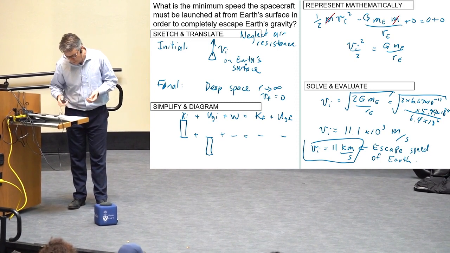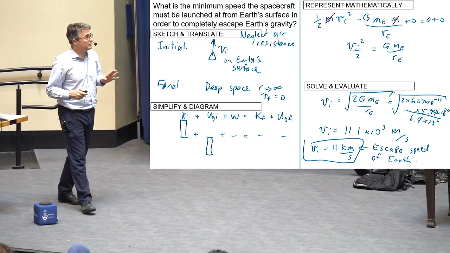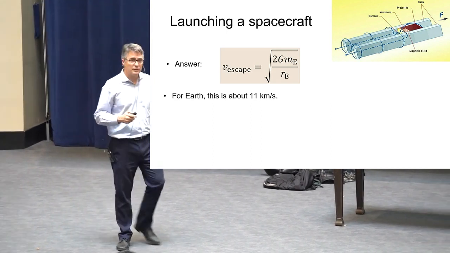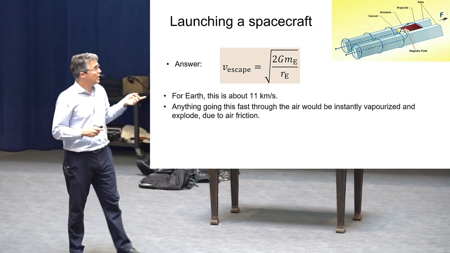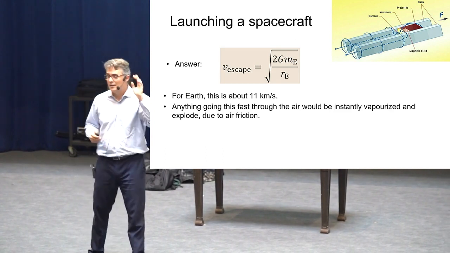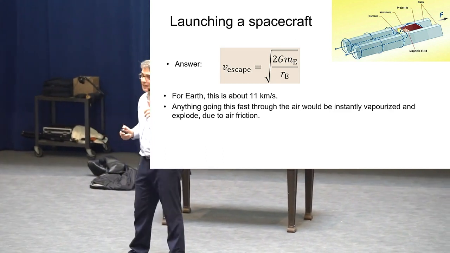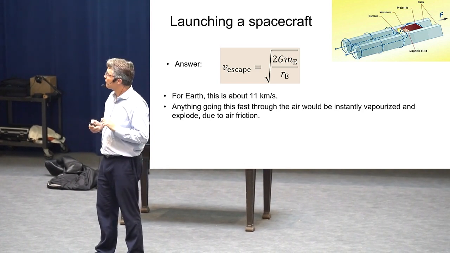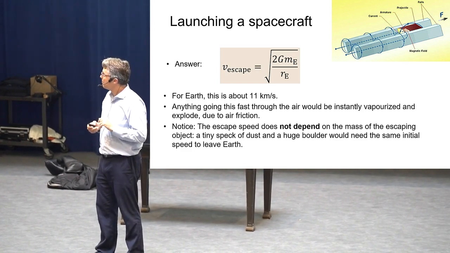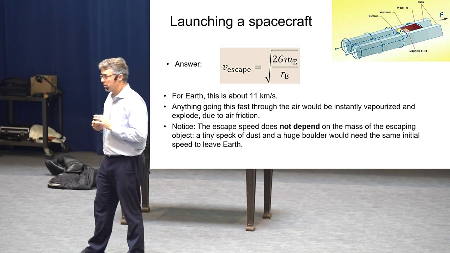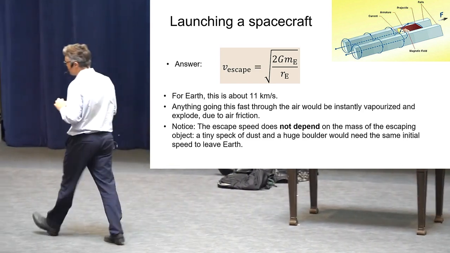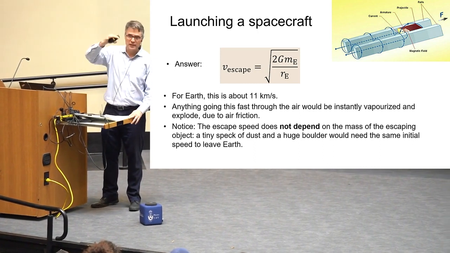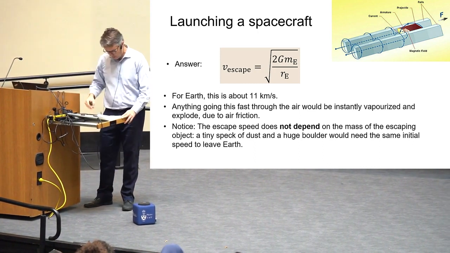So the idea is that if you could launch something at 11 kilometers per second, anything, it would go forever. The problem is air resistance. Anything going this fast in air would immediately explode. But the point is that it doesn't depend on us. If you can get outside the Earth's atmosphere, you need to get to this speed so that you never come back down.